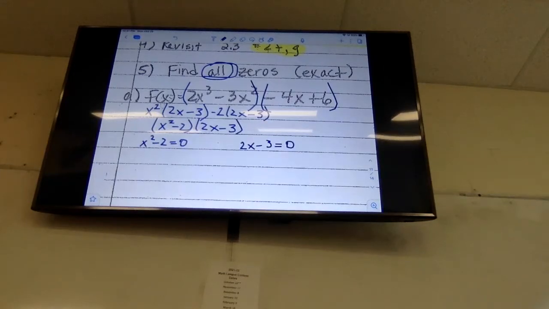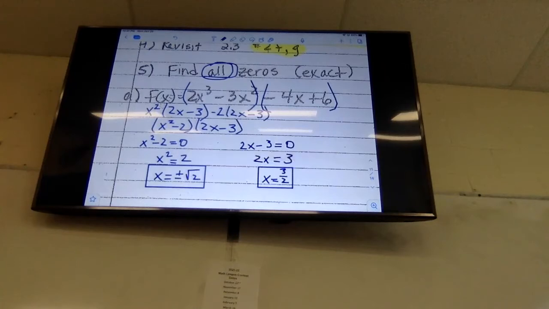x squared minus 2 equals 0. You just add the 2 to both sides. Okay, perfect. Square root. Do not forget that's got to be a plus or minus root 2. On the other one, I'm going to add 3 to both sides and then divide by 2. x equals 3 halves.